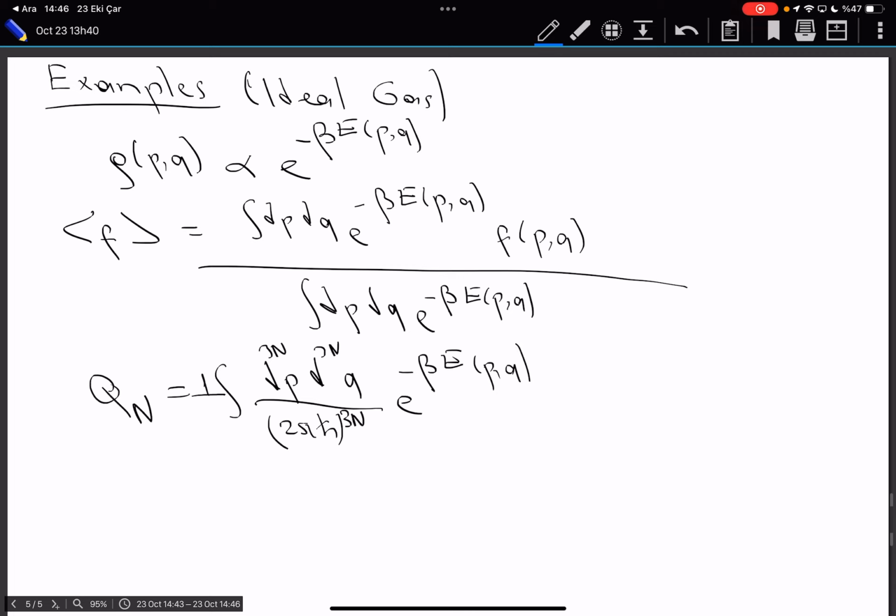And there's also the Gibbs factor, 1 over n factorial. So this is the partition function we will use to study a classical system.